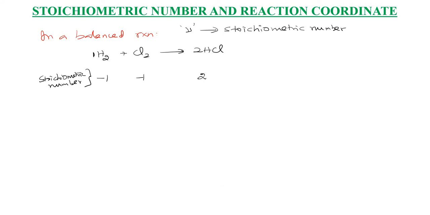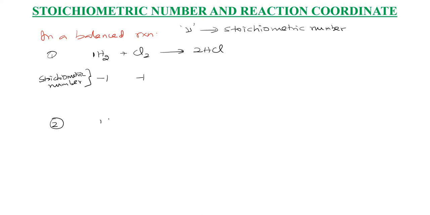So in a given reaction, whatever coefficients are present in front of the species, that number can be given as the stoichiometric number, but keep this in mind: for reactant, the stoichiometric number should be given with the minus sign, and for product it should be with a positive sign. I'll show you one more example just for understanding purposes.